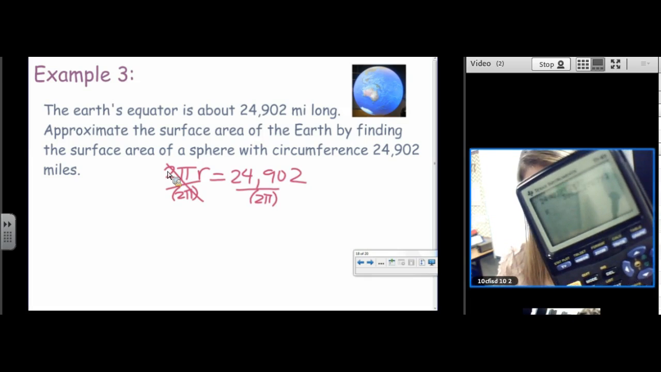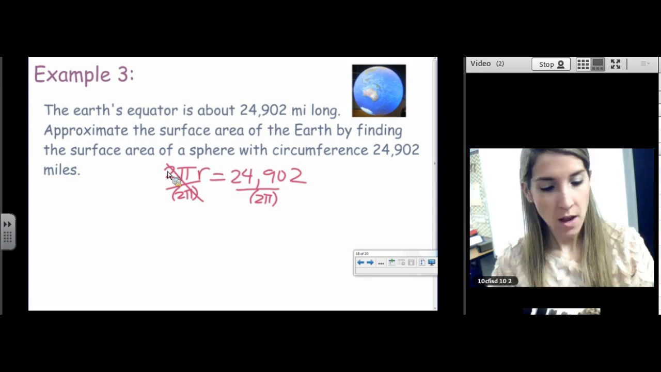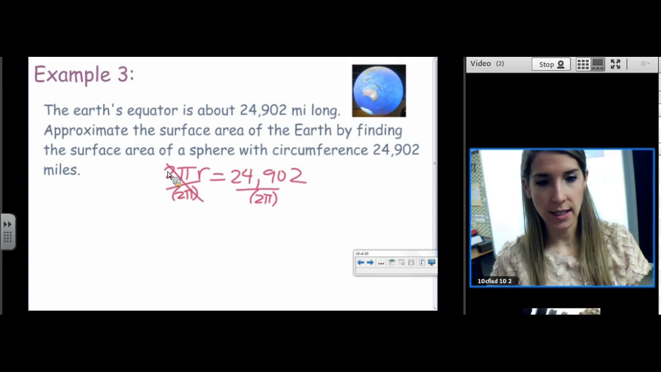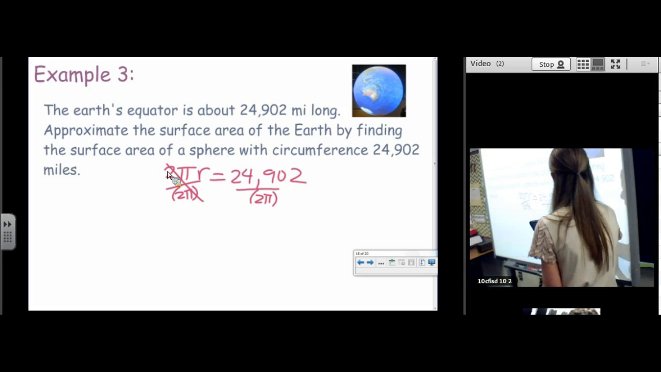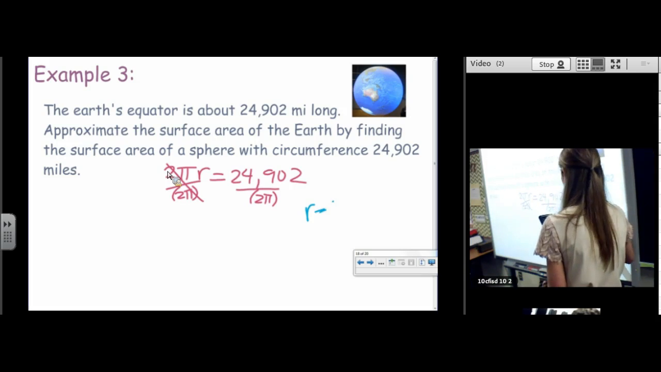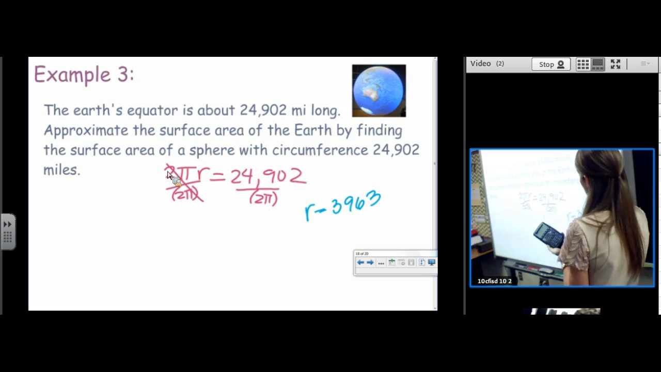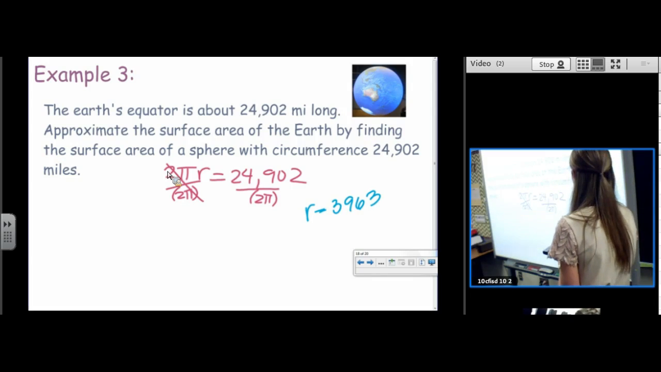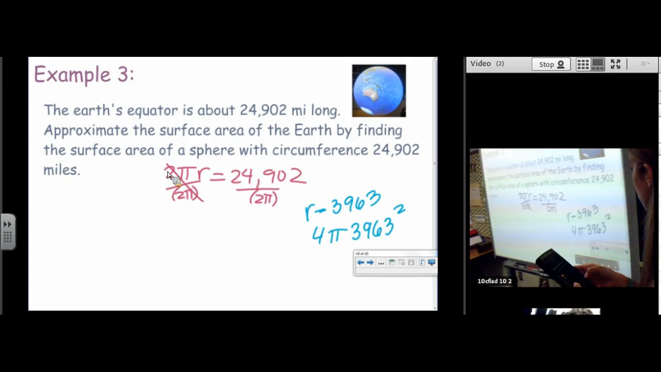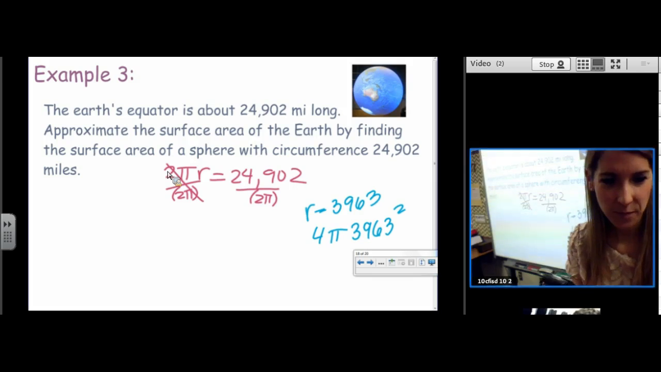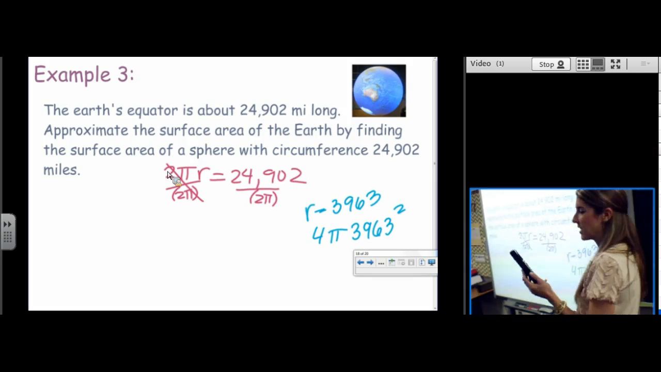Oh man, you totally can't see it. Anyways, I got 3,963. So that would be the radius. If we wanted to find the surface area, then we would do 4 pi r squared. So quite a large number. So we will square that times 4. Quite a large number. You getting it? Well, the Earth is huge, so the surface area is going to be huge.